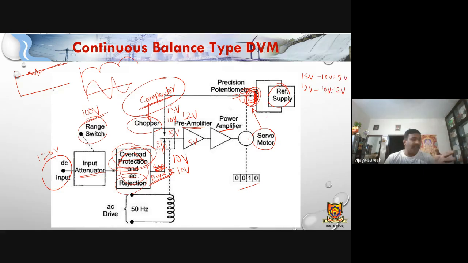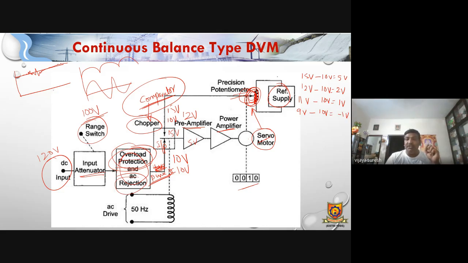Again, that error is going to be corrected by the servo motor. So the potentiometer changed to 11 volts. The input is 10 volts. Again, the error is 1 volt. Now the potentiometer has changed somehow, so it has gone to 9 volts, and the input voltage is 10 volts. The error is minus 1 volt. So a negative voltage is there.